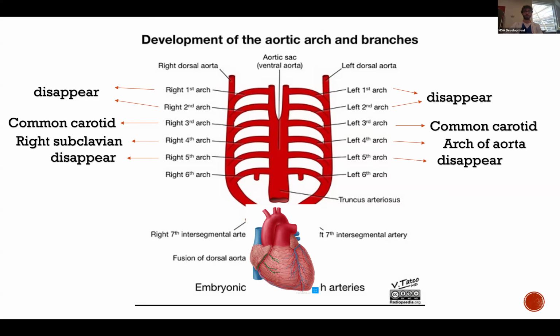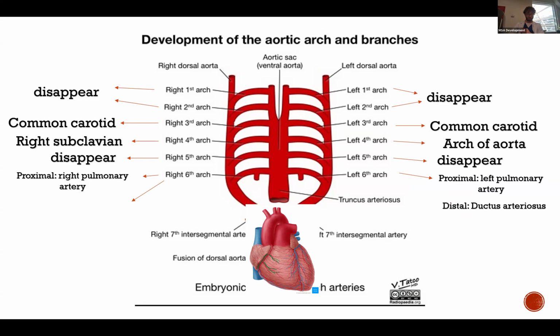With this one, it's very important because not only do we have right and left, but we also have proximal and distal. So the proximal right sixth aortic arch will give us the right pulmonary artery proximally. Or the left proximal sixth aortic arch will give us the left pulmonary artery. But distally, the left sixth aortic arch will give us the ductus arteriosus. We will talk about what it is in a moment. But the right distal sixth aortic arch disappears.